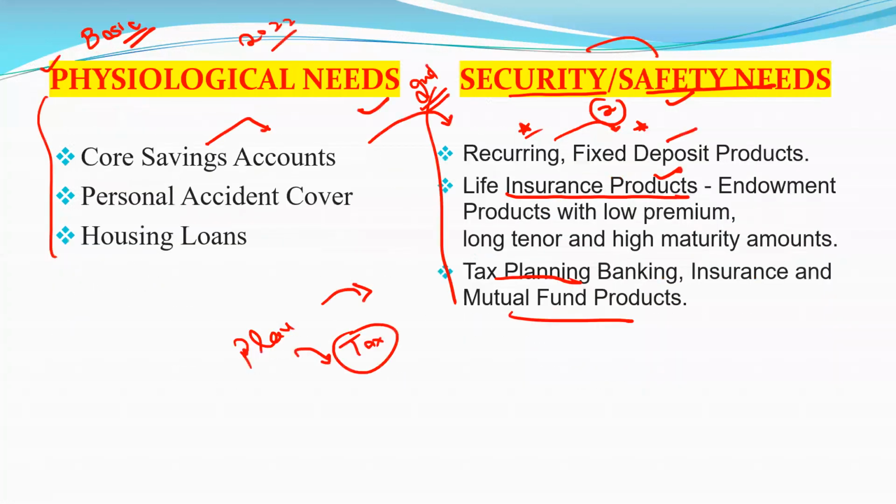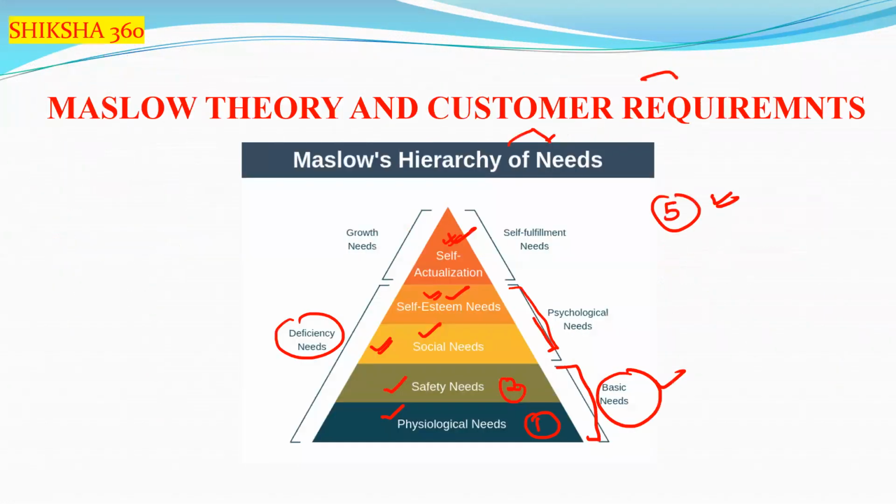So this is a brief discussion of Maslow's hierarchy of needs. First one is the psychological needs, second is the safety needs, third is the social needs, fourth is the self-esteem needs, and fifth is the self-actualization needs.